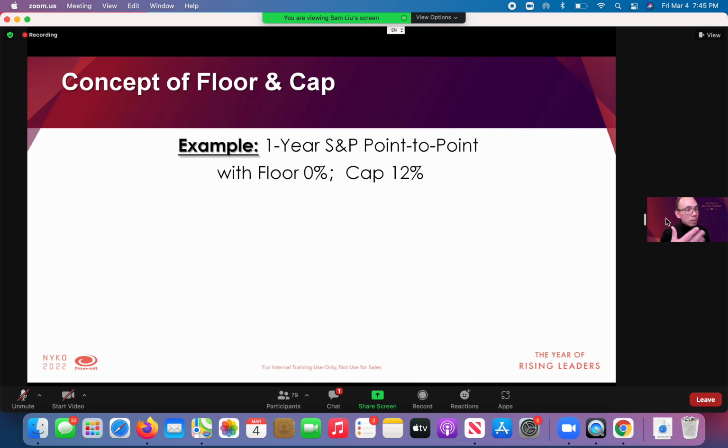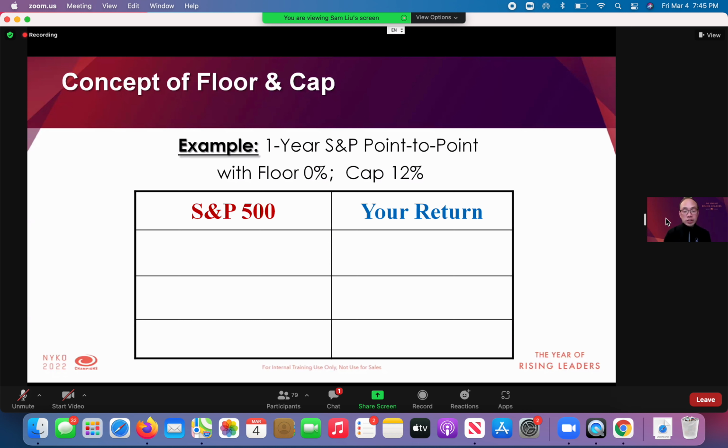So, Mr. Client, let me make sure you understand the concept of the floor and the cap. Let's, for example, take the S&P 500. You're familiar, right? Let's say I have a floor of 0, meaning I never lose money, and I have a cap of 12%. Let me make sure you understand. If the S&P returns 10%, how much do you get, Mr. Client? I'll let them answer. If they cannot answer, I give them the answer.